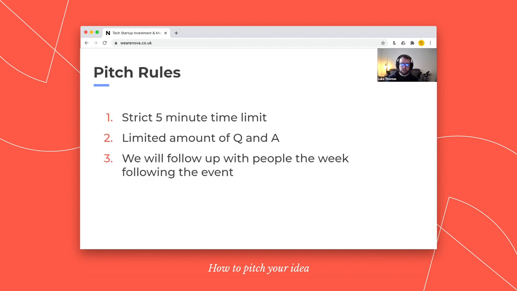In terms of the pitch rules, it will be a strict 5-minute time limit. If you go over 5 minutes, we'll have to stop you, because it's not fair to the other founders who are sticking to that time.